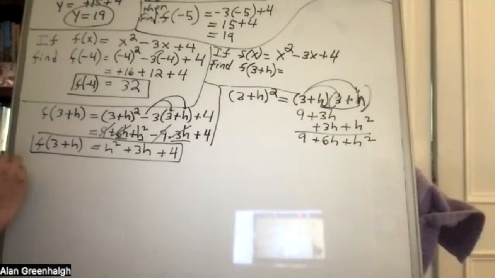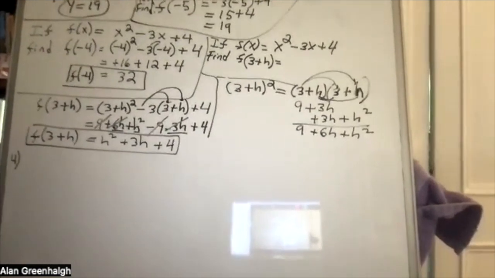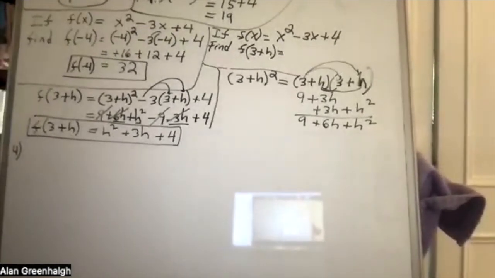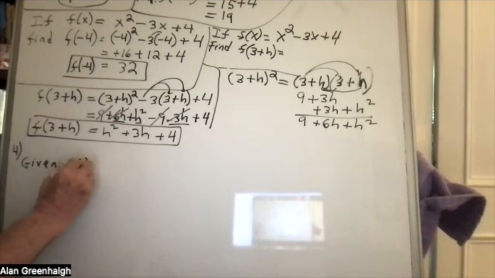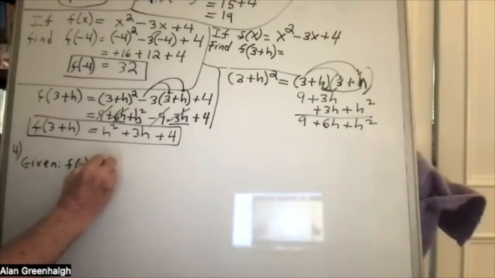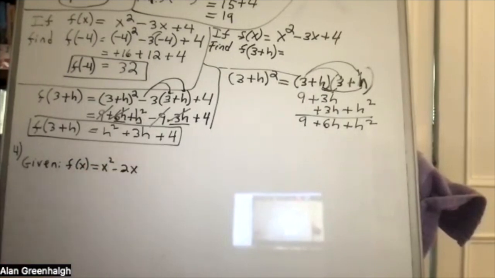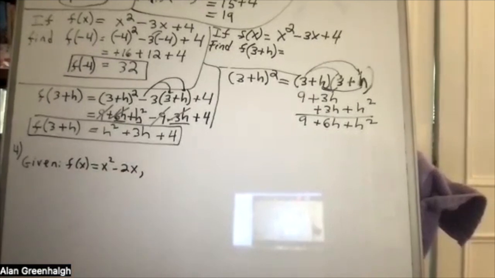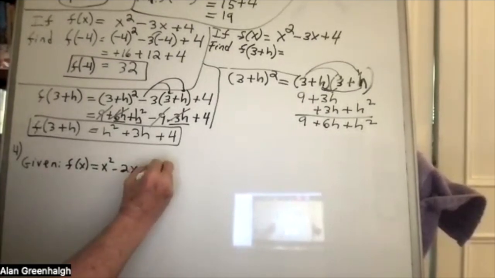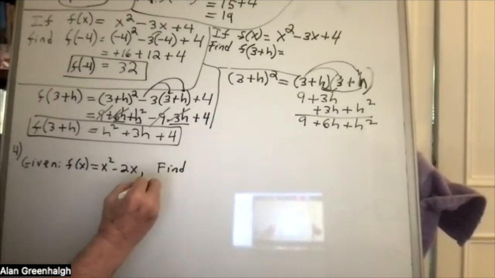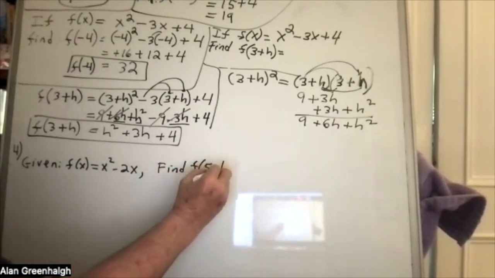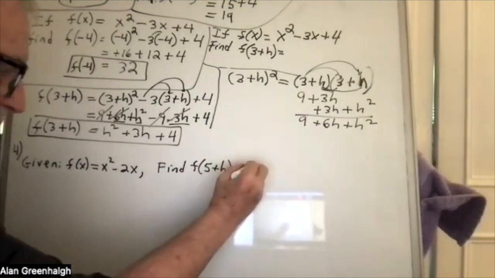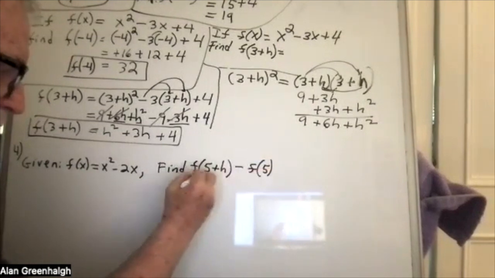And this is going to actually be a new topic, and I will tell you the topic in just a moment. But first, let's give some information. Given f of x equals x squared minus 2x. If f of x equals x squared minus 2x, find f of 5 plus h minus f of 5 divided by h.